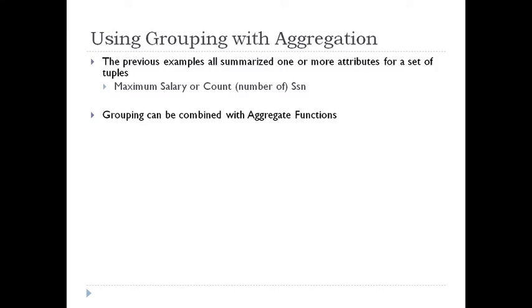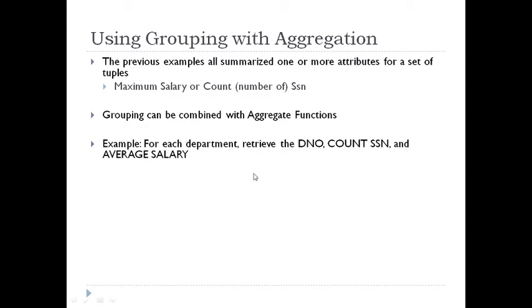In that case you are grouping the tuples based on the department number. First you say, in department 1 five employees are there, and in those 5 tuples what is the maximum salary. So you have to apply the aggregate function on the group. Now how can we do this? For example, for each department, retrieve the department number, count of SSN, that means the number of employees in that department, and find out the average salary.